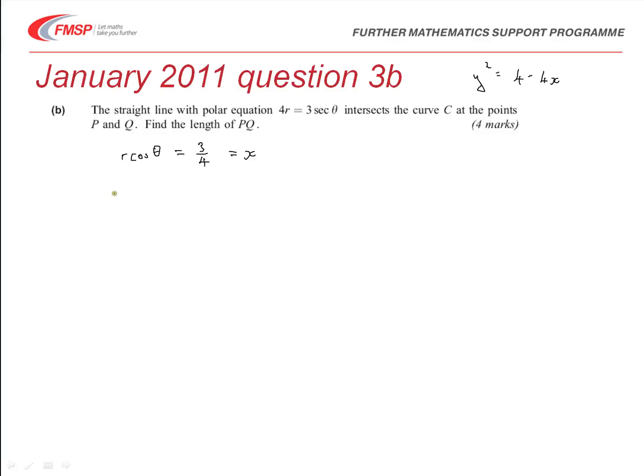So x is 3/4, so we can now substitute that value into the equation of the curve. So we've now got the fact that y squared will be equal to 4 minus 3/4 times 4, which of course gives us 1. So if we square root both sides, that tells us that y is either plus or minus 1. So this is giving us our two coordinates as being (3/4, 1) for one of them, and the other one will be (3/4, minus 1).